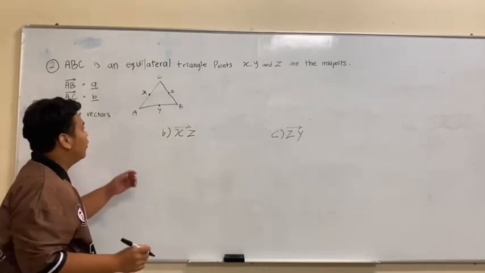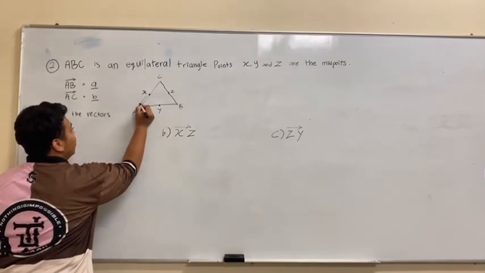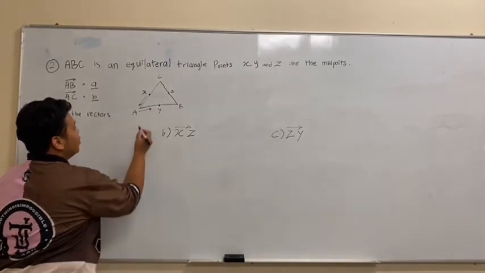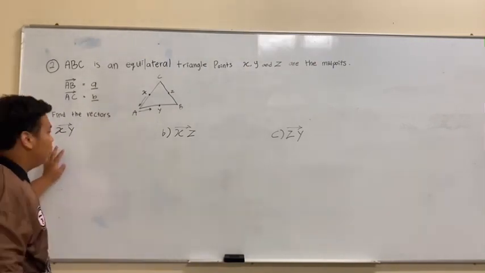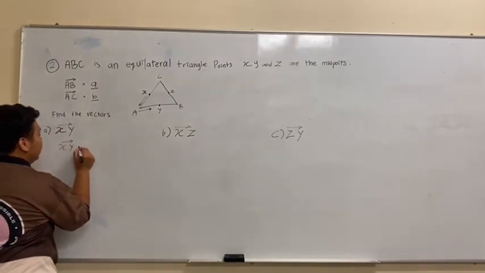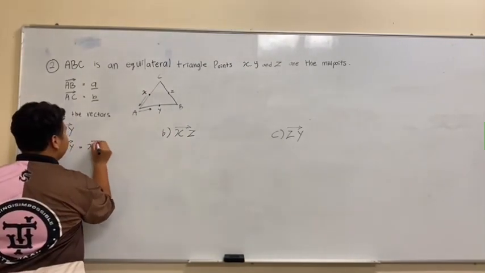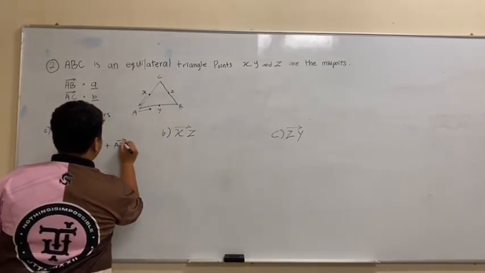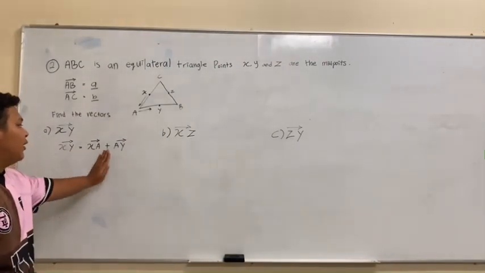For the question, I have found that we have to go from X to A, and then from A to Y. So we write this equation: vector XY equals vector XA plus vector AY. So how are we going to find the magnitude for XA and AY?